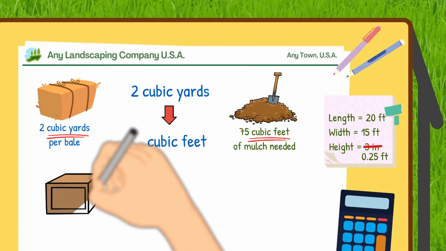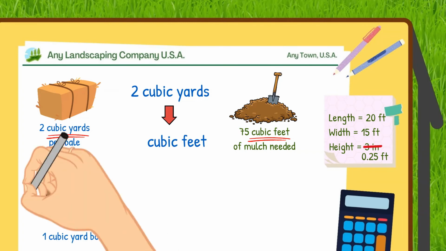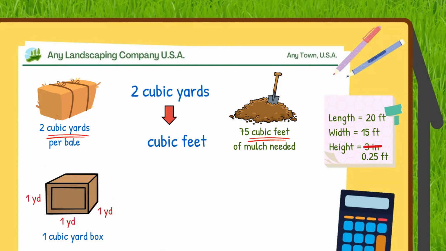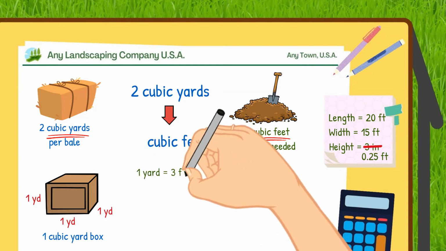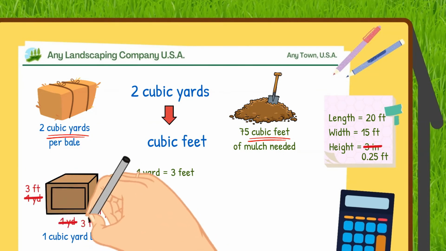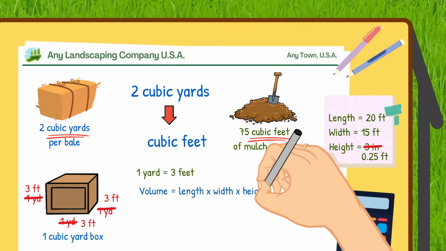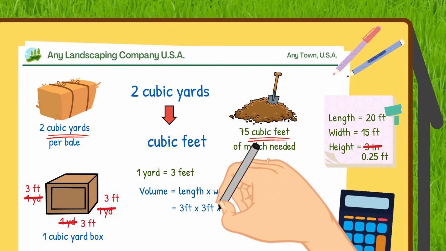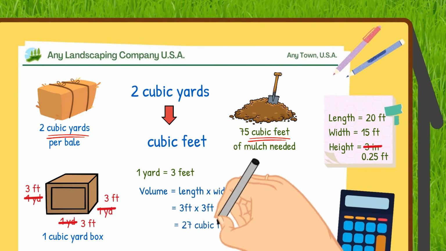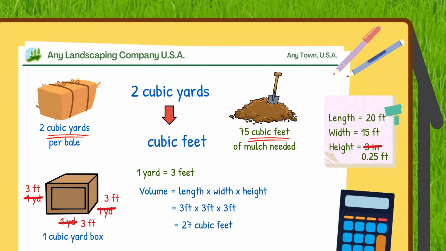Let's say we have a box with a volume of 1 cubic yard. That means we have a measurement of 1 yard for each of its sides. How many feet are there in each yard? 1 yard is equal to 3 feet. That means each side of our box is equal to 3 feet. Now, do you remember our formula for volume? Volume is equal to length times width times height. 3 times 3 times 3 is equal to 27 cubic feet. Therefore, 1 cubic yard is equal to 27 cubic feet. Each bale holds 2 cubic yards of mulch, so 27 times 2 is 54 cubic feet for each bale.